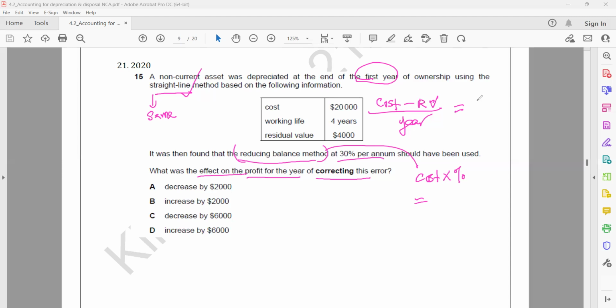What is your depreciation for the straight line method? What is the amount for this one? Straight line method.